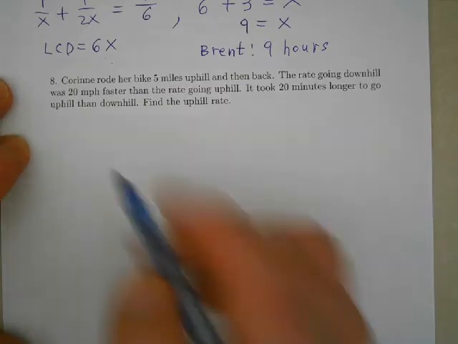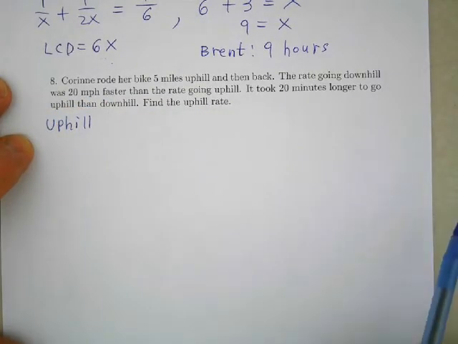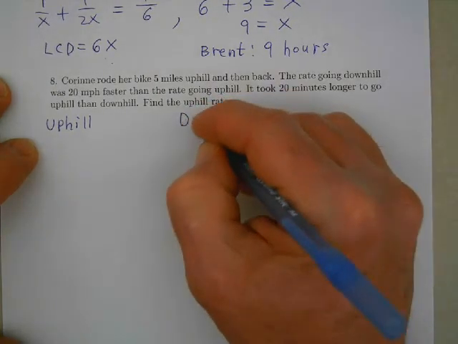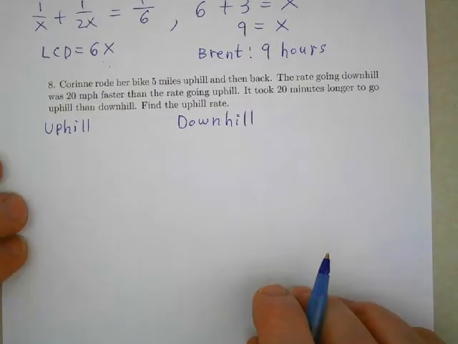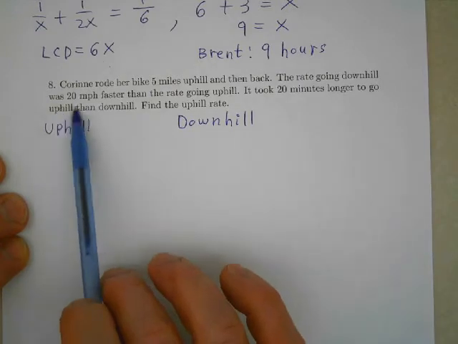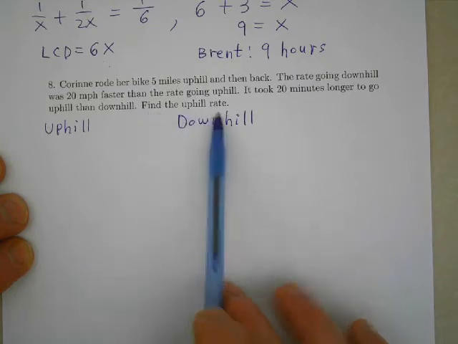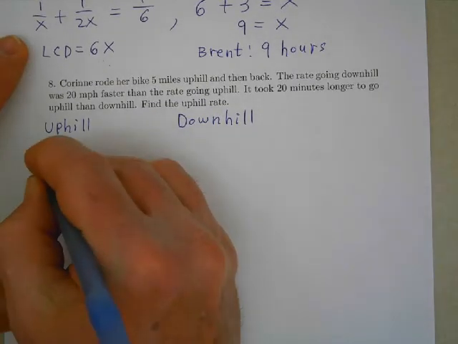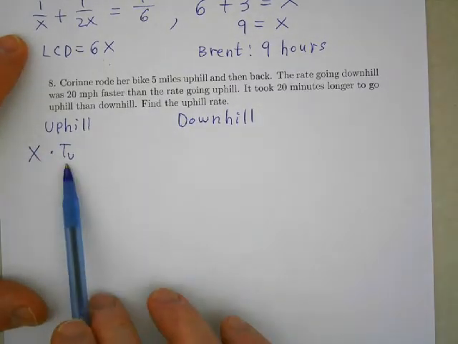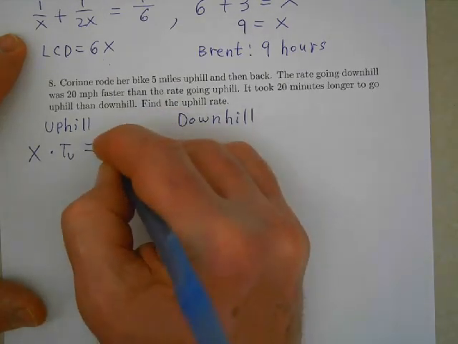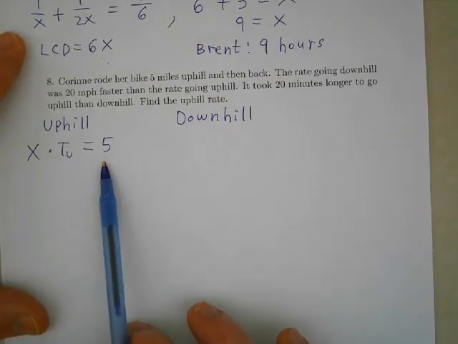time equals distance. And there are two scenarios. Corinne rides her bicycle 5 miles uphill, and then she rides her bicycle 5 miles back downhill. And the rate going downhill was faster by 20 miles per hour than the rate going uphill. Okay, so find the uphill rate. So let's just use x for the uphill rate and t sub u for the amount of time that it took her to ride her bicycle 5 miles uphill. So here's our rate times time equals distance for going a distance of 5 miles uphill.